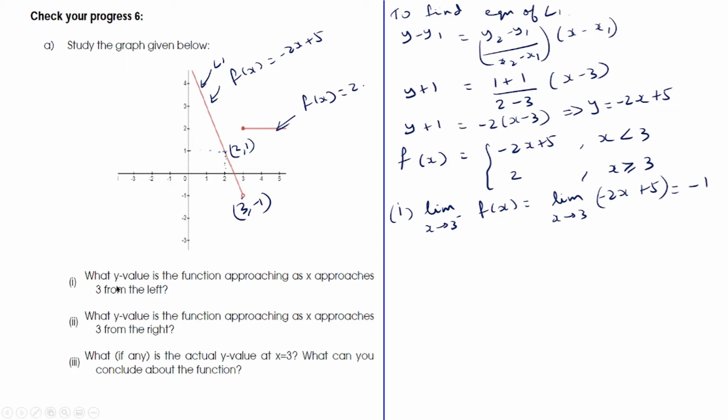So the y value approaches minus 1 as x approaches 3 from left. So here the value is minus 1. Now moving on to the second subdivision. What y value is the function approaching as x approaches 3 from right? So limit x tends to 3 plus f of x. Here if we see, as x approaches 3 from right, we have f of x equal to 2.